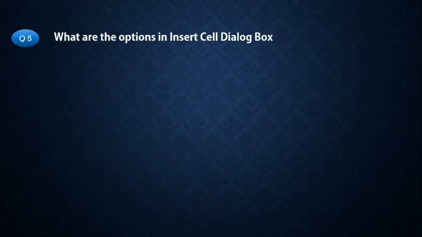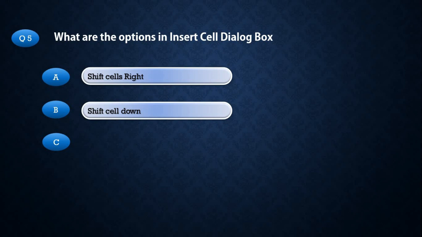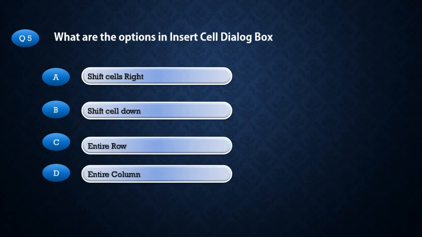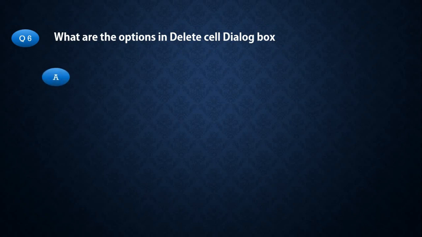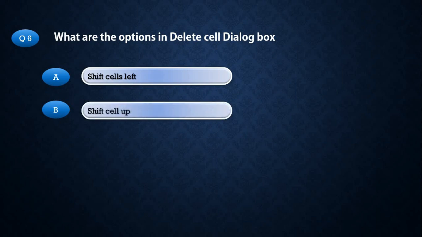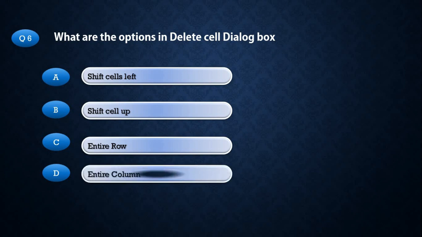Next question, what are the options in insert cell dialog box? The options in insert cell dialog box, you'll have shift cells right, shift cells down, entire row, and entire column. So next question, what are the options in delete cell dialog box? We have shift cells left, shift cells up, entire row, and entire column.